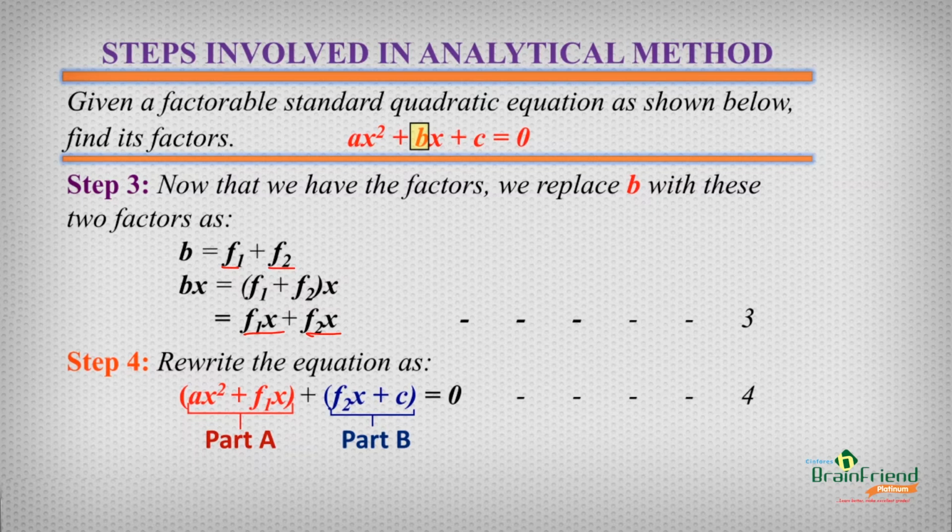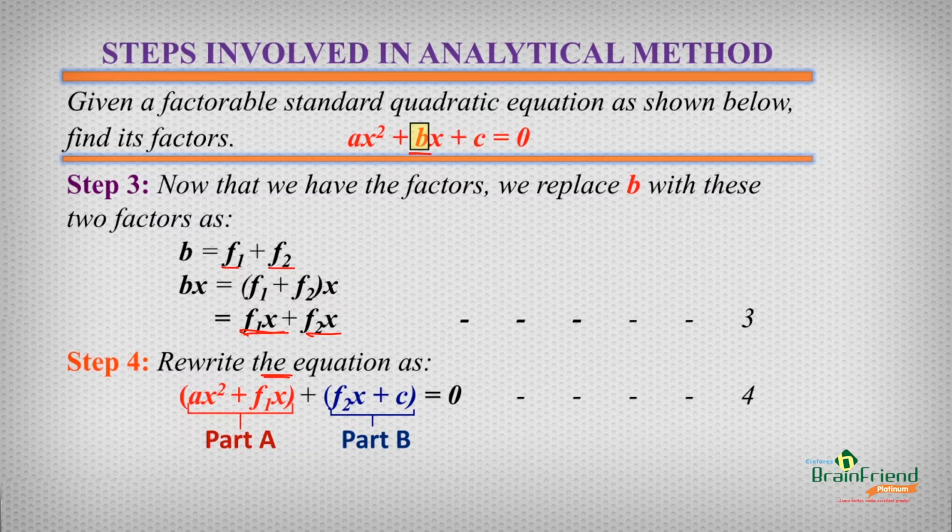Step 4. We are rewriting the equation as shown below. Actually, what we are now doing is to replace b, as seen here, with f1x plus f2x. So, by substituting f1x plus f2x in place of b, we now have ax squared plus f1x as the part we are calling the left part. Here is referred to as part A. Please note, this f1x is the same thing as this f1x here.